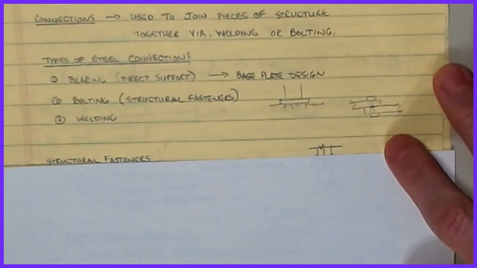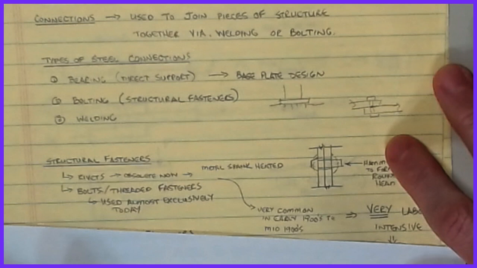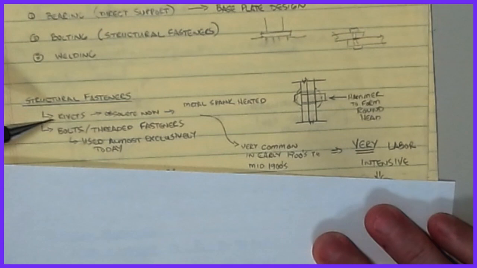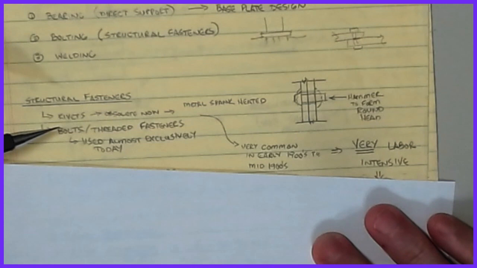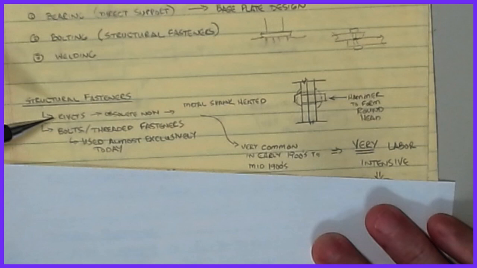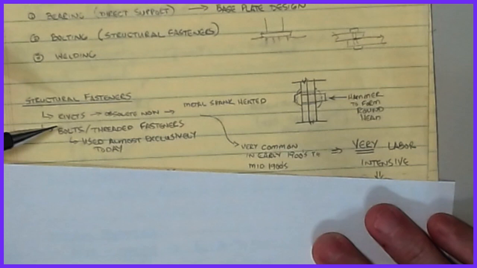Now, in the realm of structural fasteners, it breaks down into two major categories. The first one is rivets, and we don't do a whole lot with rivets anymore, because of how labor intensive they are and the amount of effort and even the danger associated with them. If you've ever seen those old Bugs Bunny cartoons from the 70s and 80s, and probably even before that, you always saw Bugs or Elmer Fudd up on top building a building with these molten red hot rivets, and some disaster always happened. They dropped it on somebody's head through their helmet or some craziness like that. They take a lot of effort.